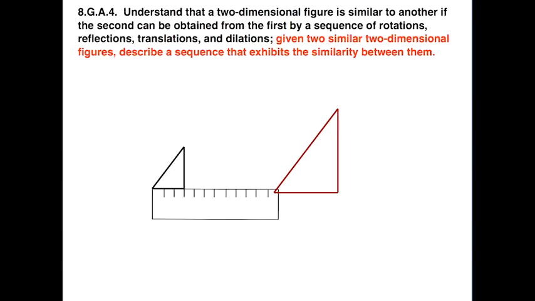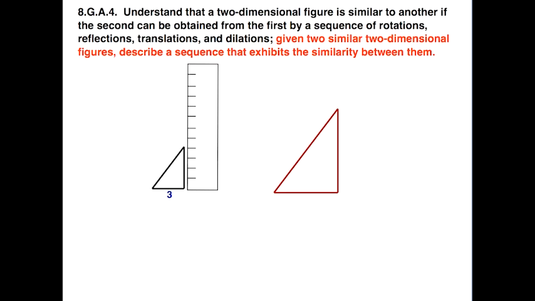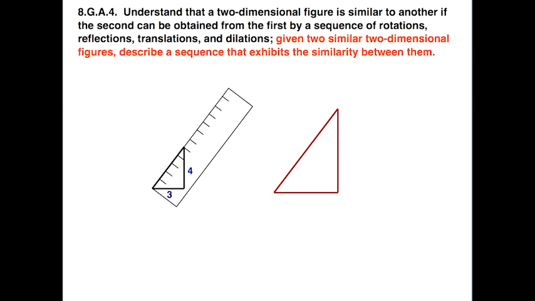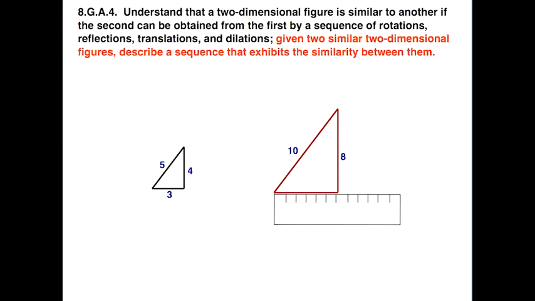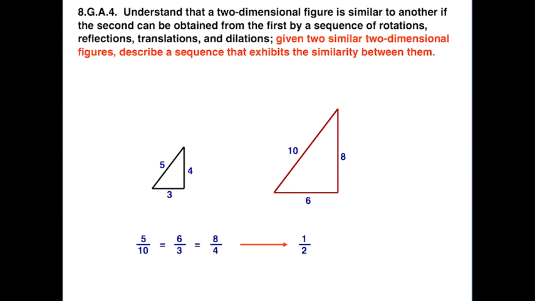So let's see, that's 3. Measure that. That's 4 units. And that's 5 units. So on the other triangle, measure the hypotenuse. That's 10. That's 8. And that is 6. So each matching pair is in a 1-to-2 ratio. So that takes care of the second condition, dealing with the corresponding pairs of sides being in the same ratio.